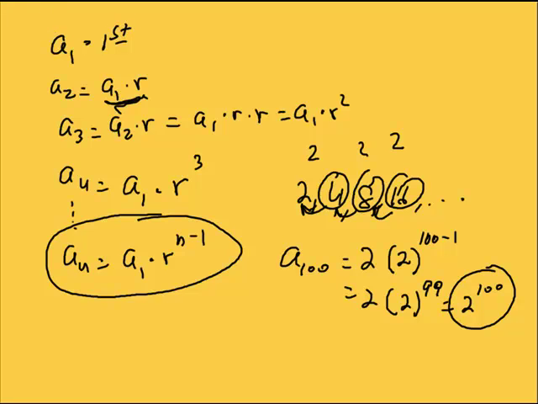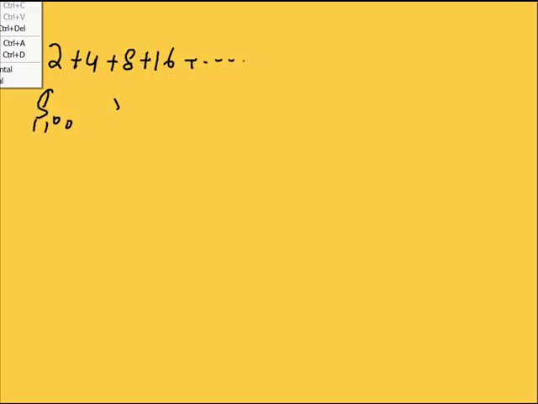Now obviously when we add things, we're going to call that a series. So when you have 2 plus 4 plus 8 plus 16 plus dot dot dot, that's known as a geometric series. And let's say we want to add the first 100 terms, s sub 100. Well, you'd like to have a formula rather than listing each one and adding them. So here's the formula for a geometric series.